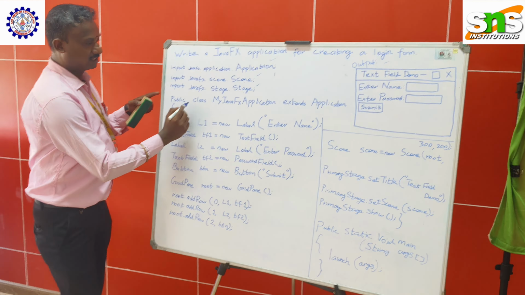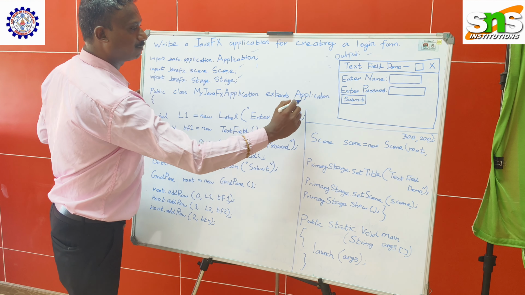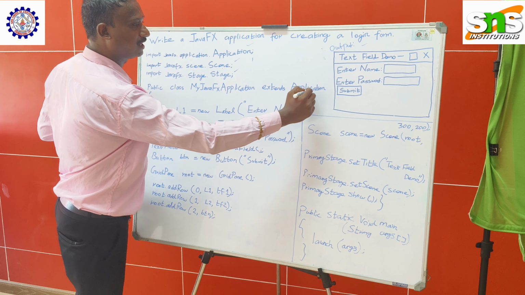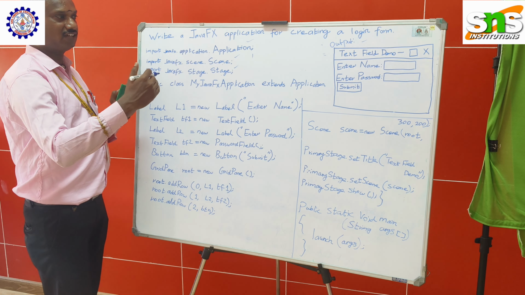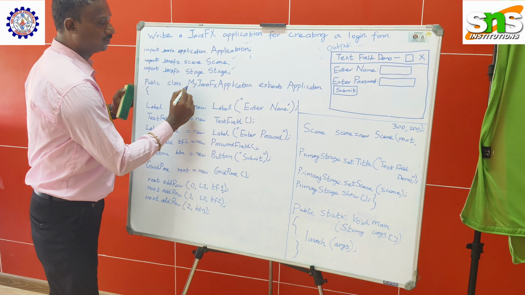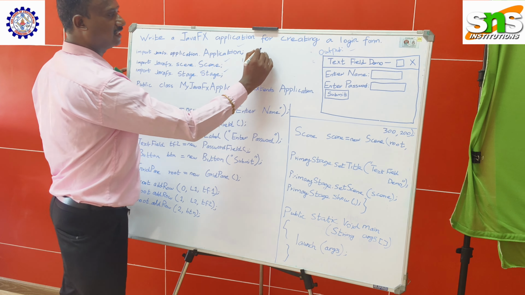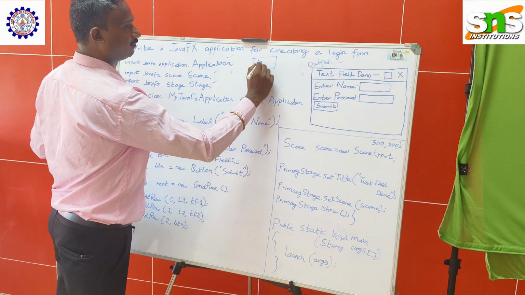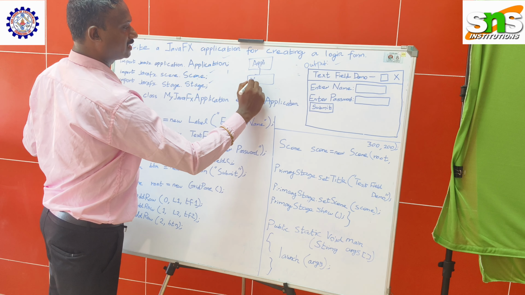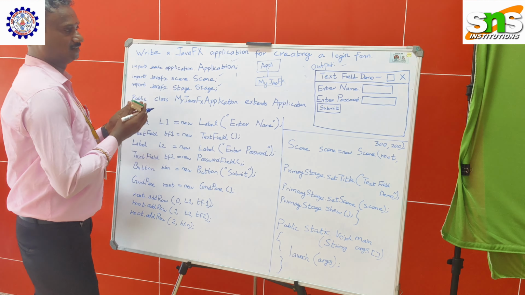This is a class we have created. Public class JavaFX application extends application, because the entire program is rooted in the application class. So we need to derive any new class from that particular application class. We have created a new class named JavaFX application, extends application, which means that we have derived from the application class. That's all.